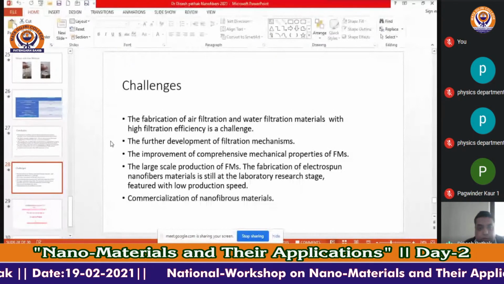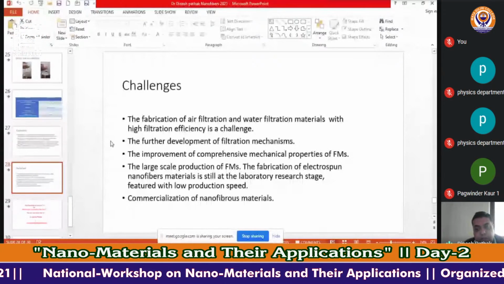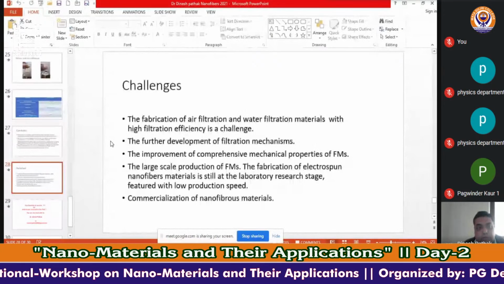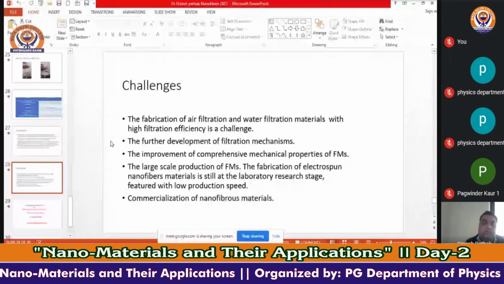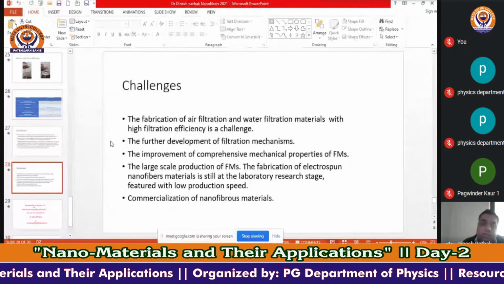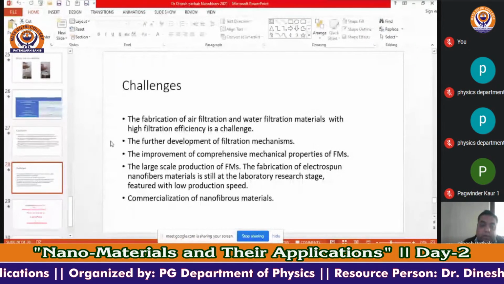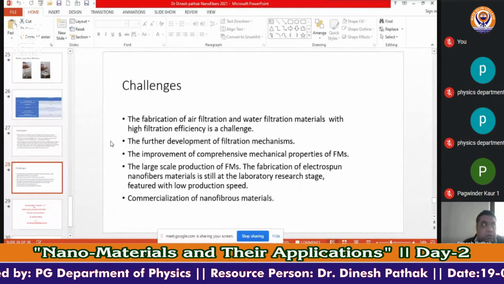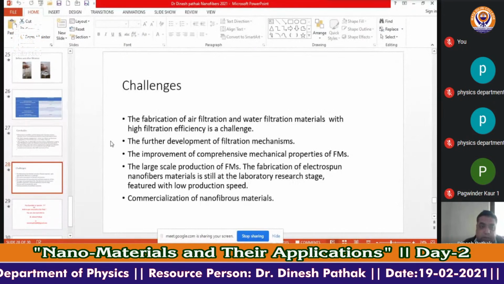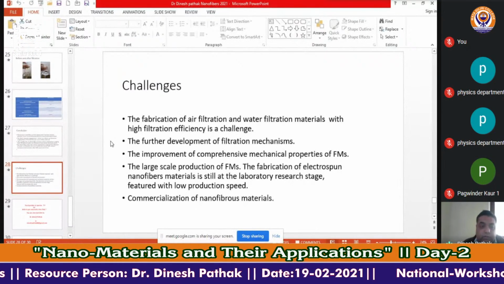So if you are going to join research somewhere in future, then I suggest you choose nanotechnology and especially nanofiber, because in future the nanofiber-based industry will grow bigger and bigger worldwide, because they are very lightweight materials. Water filtration, air filtration, and other applications are very wonderful.